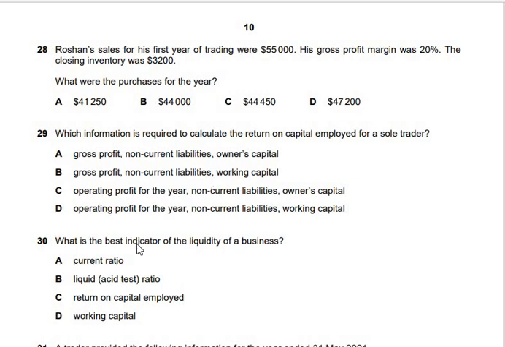Right, question number 28. Roshan's sales for his first year trading was 55,000. Gross profit was 20,000. Okay, so we have sales and we have gross profit, which means you can easily find the gross profit. And the closing inventory was 3,200. What was the purchase for the year? So if we're given margin and sales, we can easily find the gross profit. So to find the gross profit is 55,000.